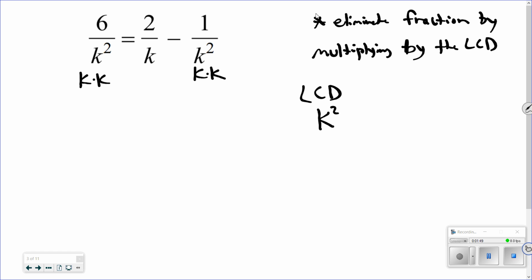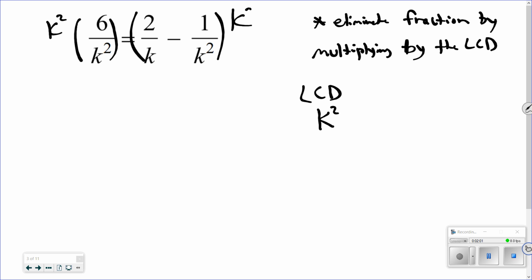Okay, now I'm going to multiply both sides by that k squared. And the reason why we did that is because, watch what happens. When I multiply by k squared, it's going to cancel out or reduce with my denominators and leave me with an equation that doesn't have fractions anymore. So this one, when I times by k squared, the k squared just cancel out. On the next one, I have to distribute this through here. So I times first by there.